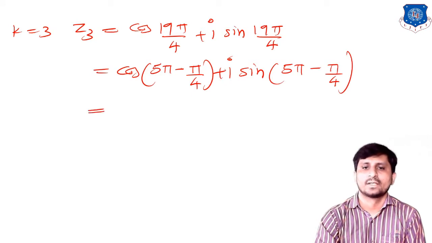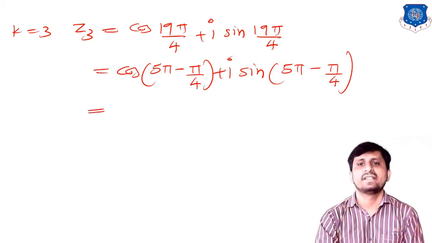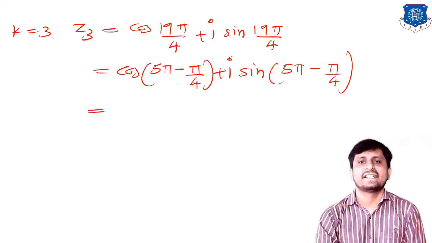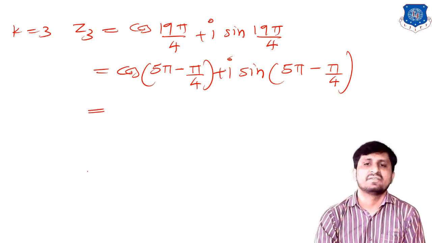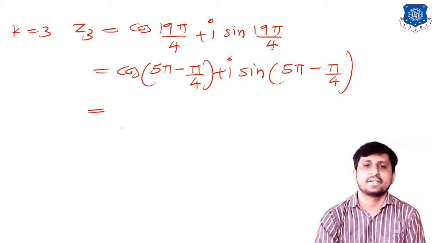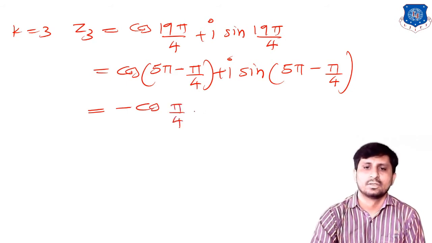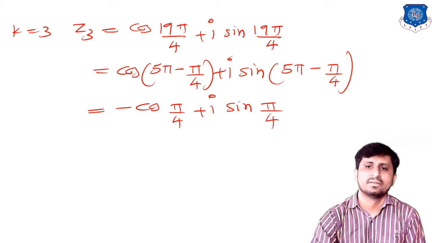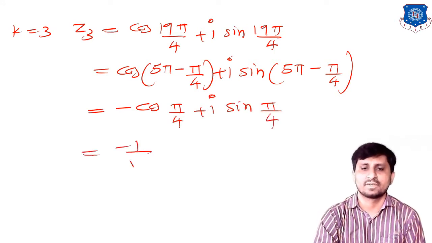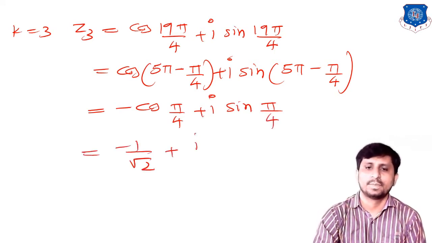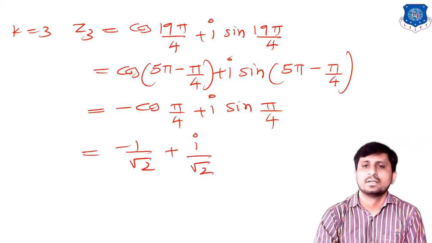So 5 pi minus pi by 4 means in which quadrant? Second quadrant. In second quadrant, sine function is positive, cos function is negative. So minus cos pi by 4 plus I sin pi by 4. So that's why this is minus 1 by root 2 plus I by root 2.